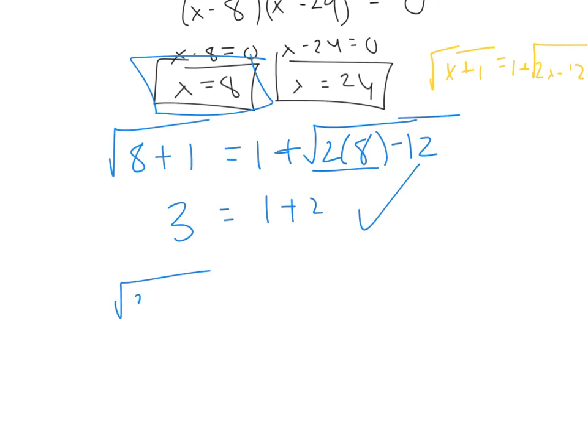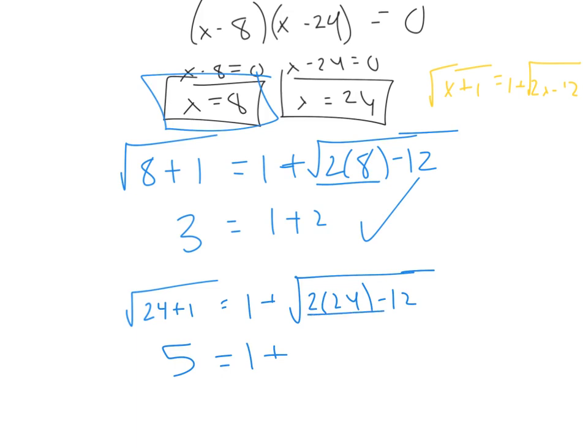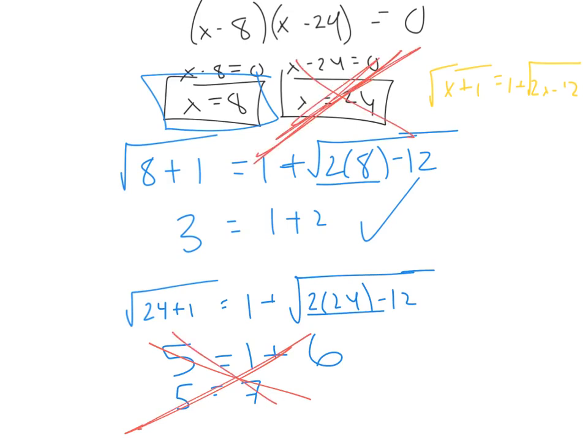Let's check the 24 here. So I have square root 24 plus 1 equals 1 plus square root 2 times 24 minus 12. 24 plus 1 is 25. The square root of 25 is 5. 2 times 24 is 48. Minus 12 is 36. Square root of 36 is 6. So is 5 equal to 7? No, it is not. So that would be an extraneous solution, and that's what I had mentioned earlier.